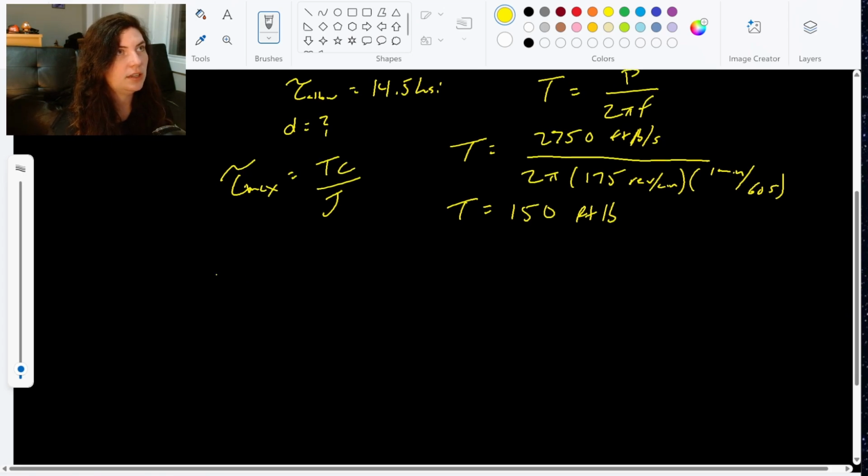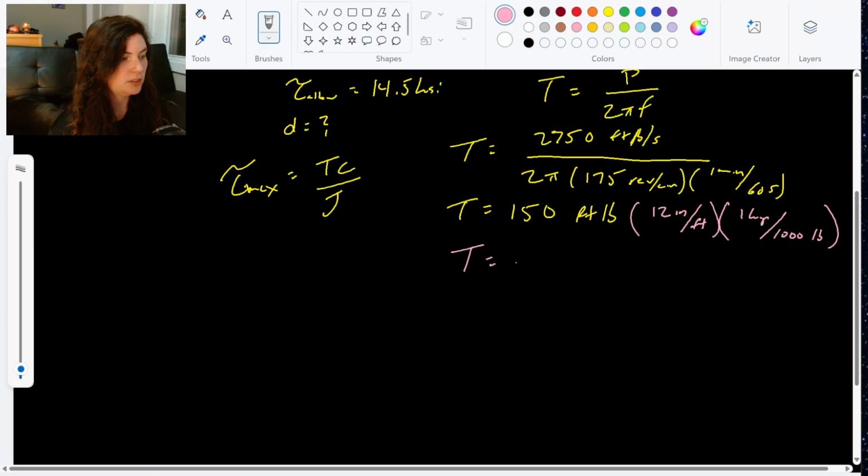So they gave me my tau max in KSI, but I have my torque in foot-pounds. So I'm actually going to go ahead and convert my foot-pounds into kip inches, which, yes, is really annoying. But we have to keep all of these units straight. So I've got 12 inches per foot. That cancels out my foot units. And then I have 1 kip is 1,000 pounds.